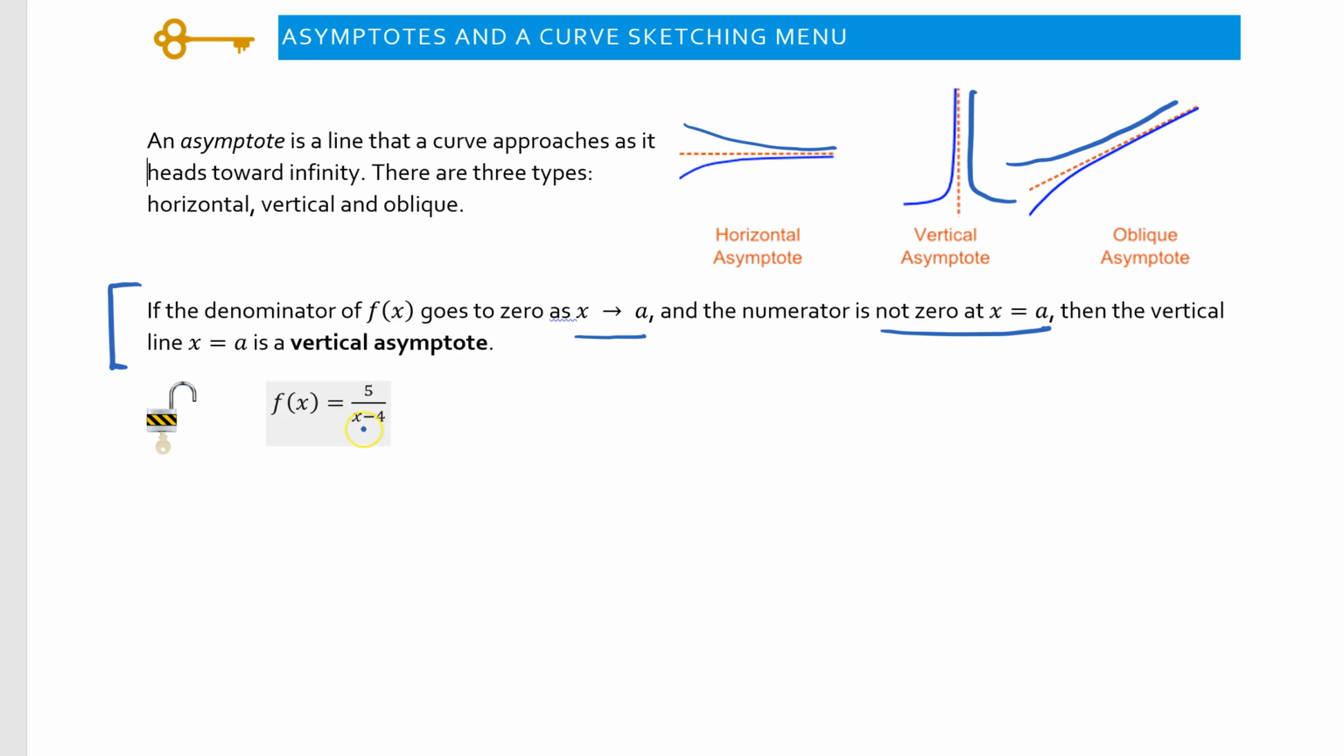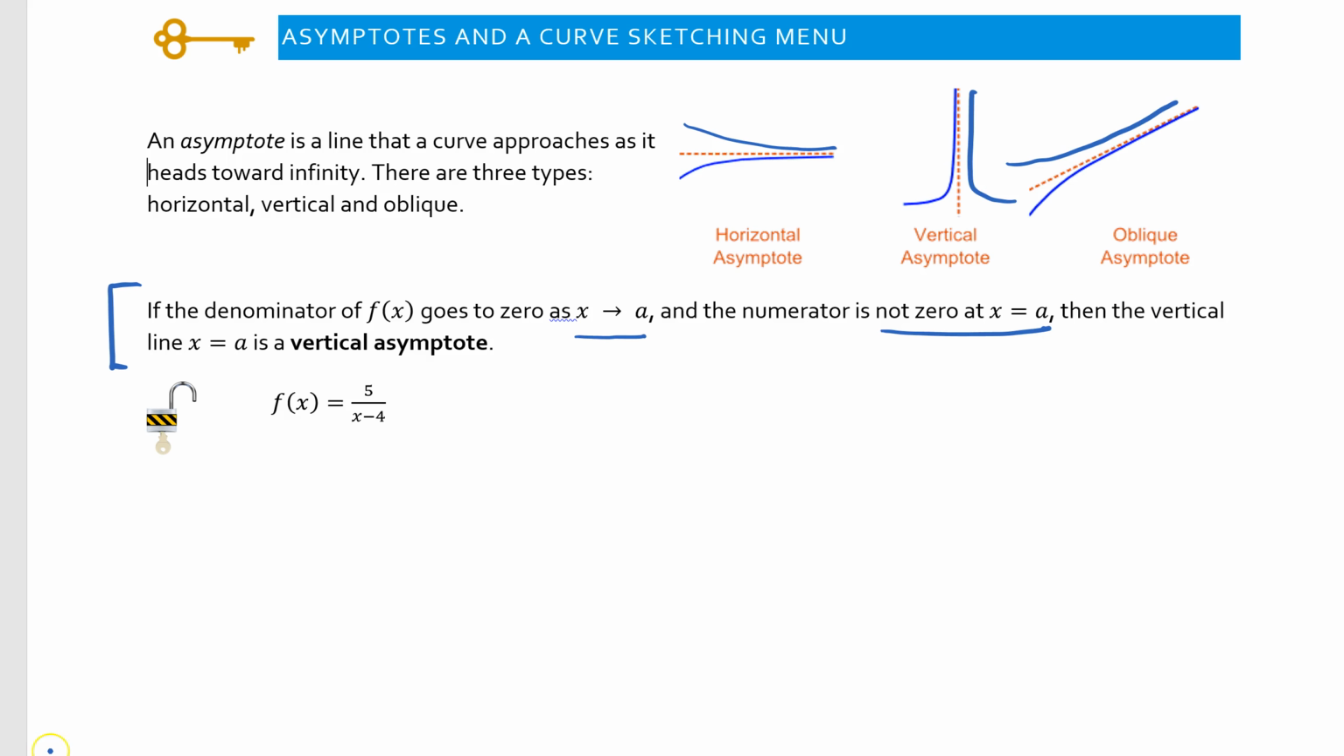So we know that we're not allowed to have x equals 4. So as the values of x get closer to 4, then we're going to see that the denominator goes to 0, so that's this part. The numerator is not 0 at x equals 4, it's actually 5, and so it can never be 0. But then the vertical line x equals a is a vertical asymptote.